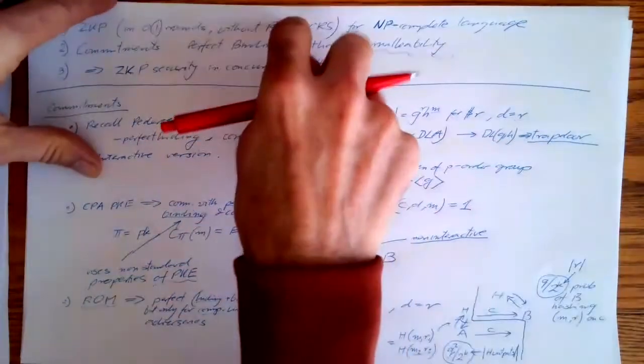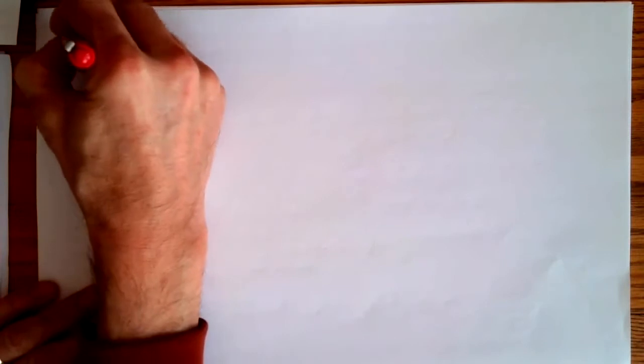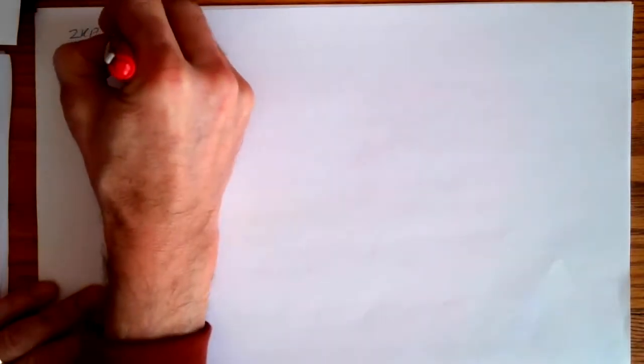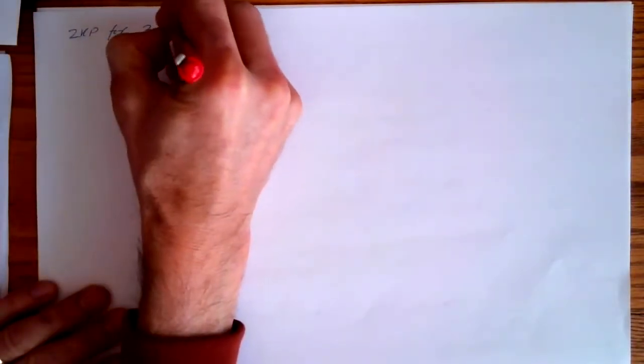Okay. So let's go to the proof for an NP complete language. We will not go through the whole proof, well, we'll show the proof, but we will not prove that the proof is zero knowledge. We'll just sketch why it is so. So, zero knowledge proof for three colorability.